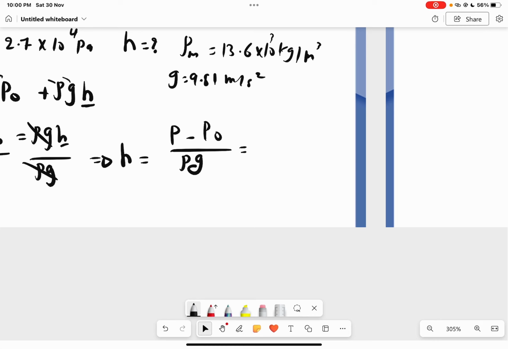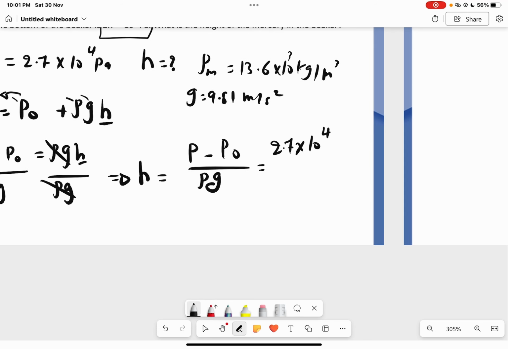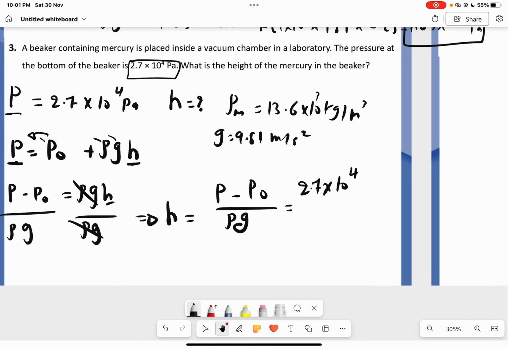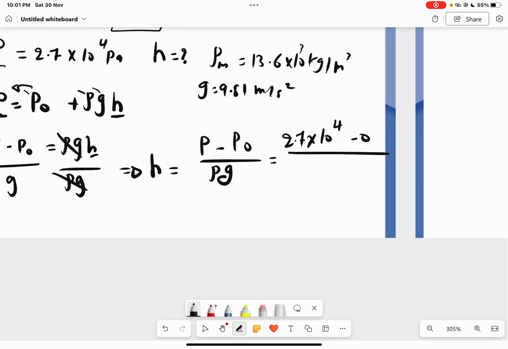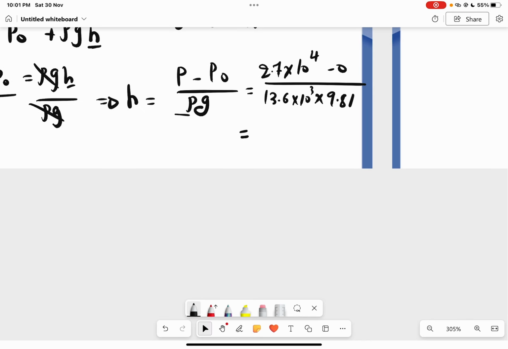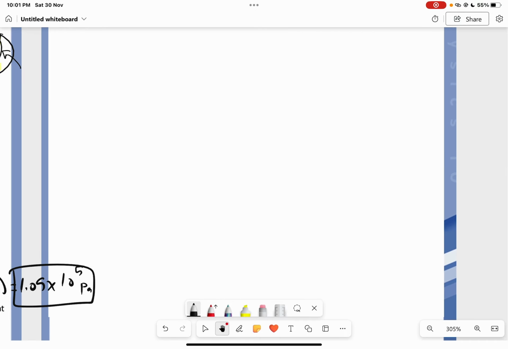Now guys, let's put in the numbers that we have. You have 2.7 times 10 to the power of 4, minus atmospheric pressure. Because it says at the bottom of the mercury, we are not going to consider the atmospheric pressure, so we just put 0 here. Now we have the density of the mercury, 13.6 times 10 to the power of 3, times gravity, 9.81. Calculate all of this and you'll get the height, which is equal to 0.2 meter. This is the height of the mercury inside the beaker.